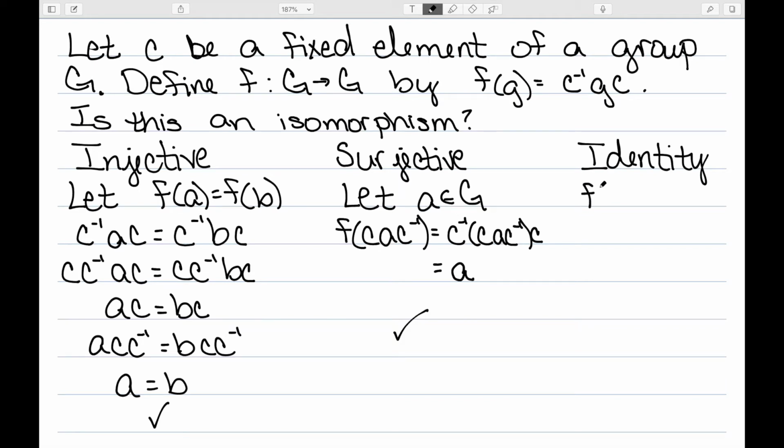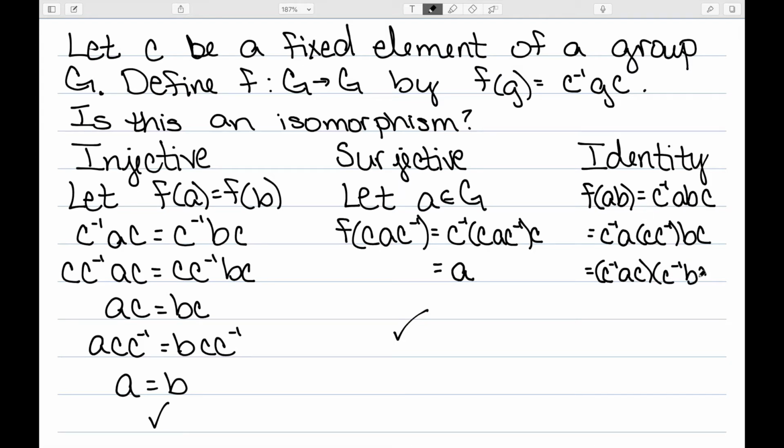Finally, I need to show my identity. So let's start with F of AB. This is C inverse ABC. And I'm going to write this as C inverse A times CC inverse BC. I haven't changed anything since all I did was multiply by the identity here. Regrouping, I have C inverse AC and C inverse BC. This first parenthesis is the definition of F of A. The second one is the definition of F of B. So I have my identity holds. So yes, this is an isomorphism.